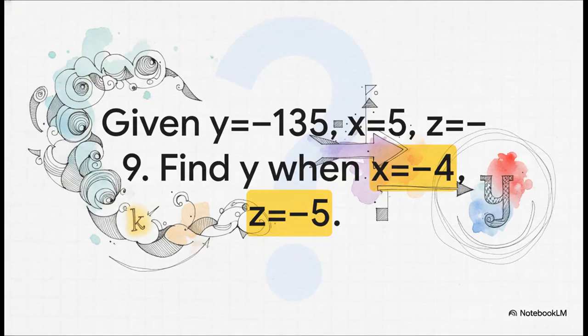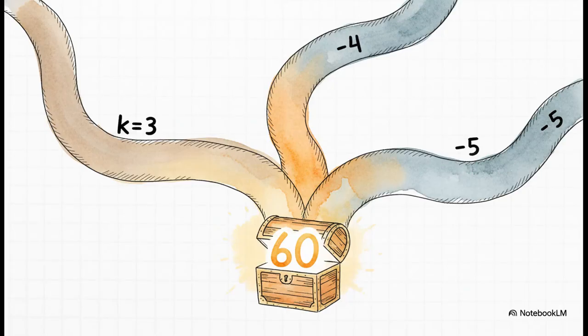No big deal. Okay, you know the drill. Time for you to try one. Use that first set of info, the y, the x, and the z, to find your constant k. Then use that k with the new x and z to solve for the final y. You got this. And the answer is 60.